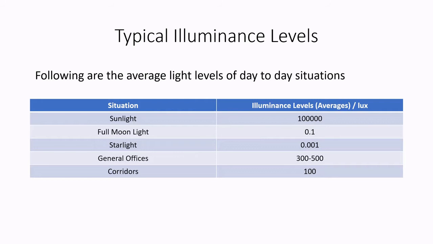In this lecture slide, I have given some typical illuminance levels in our surroundings. So looking at these values, you can get an idea about this lux unit. I have given some situations. Sunlight has a lux value of around 100,000. Moonlight will have something around 0.1 lux, and starlight will have 0.001 lux. Office areas will usually have 300 to 500 lux, and corridors are normally designed to 100 lux.